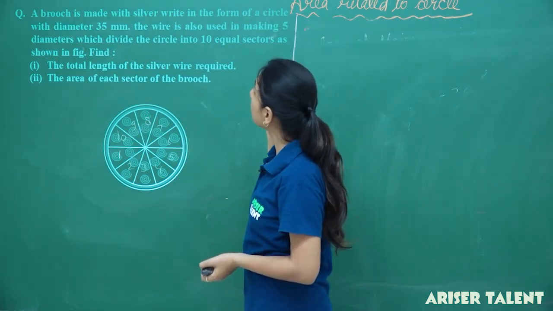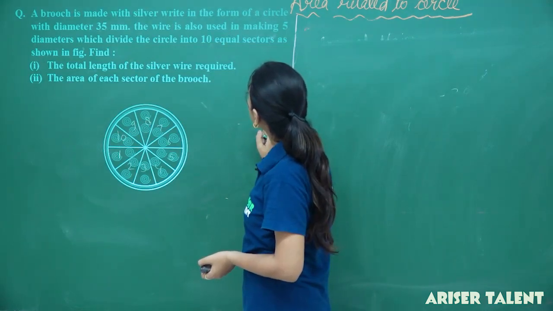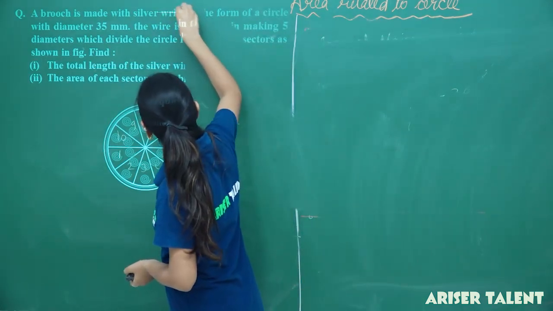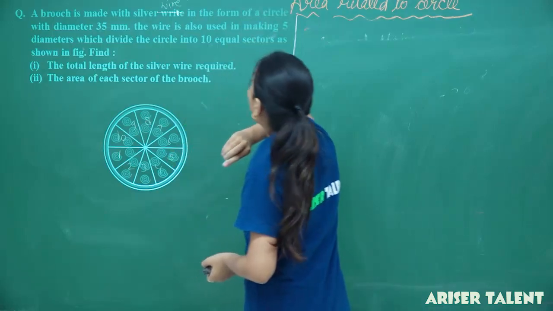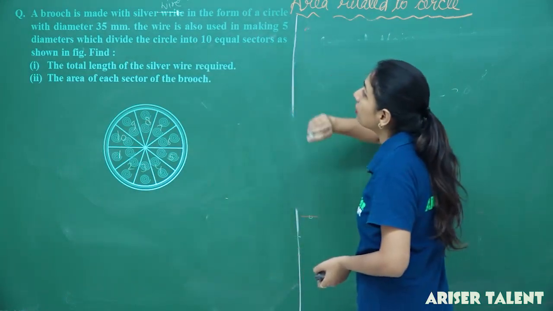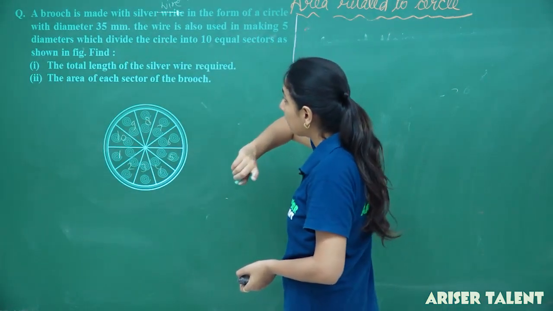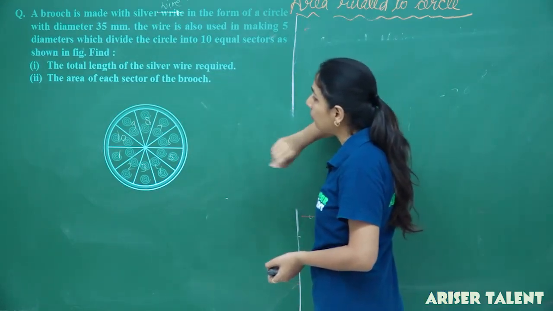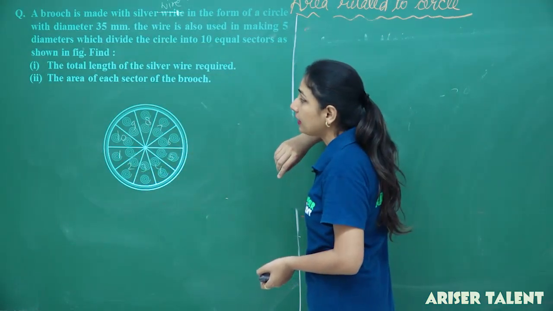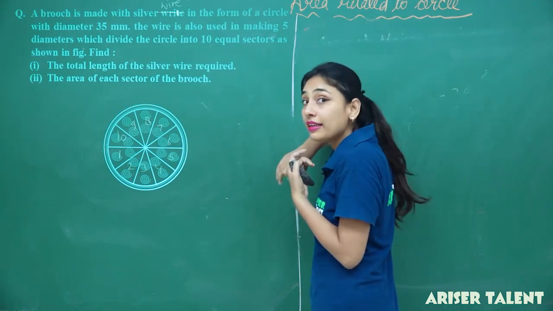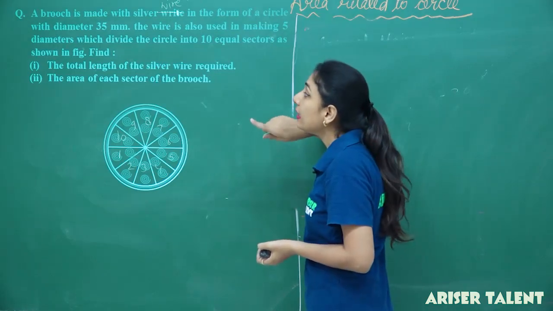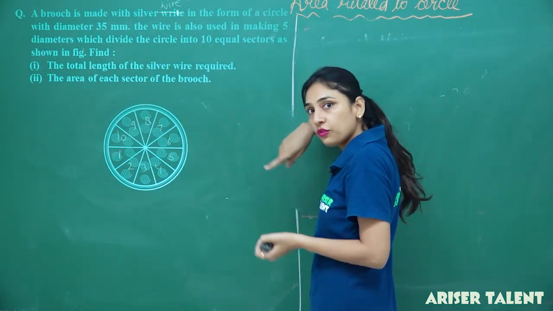Now, what is it saying? The brooch is made with silver, right? This is silver wire here in the form of a circle with diameter 35 mm. The wire is also used in making 5 diameters which divide the circle into 10 equal sectors as shown in the figure. So you have to find the total length of silver wire required. So basically all the circumference, and the area of each sector of the brooch, and then you have to find out the area.